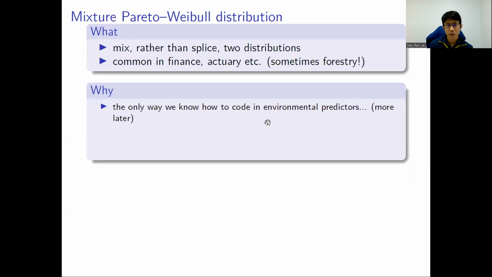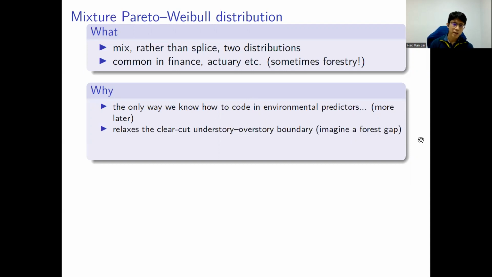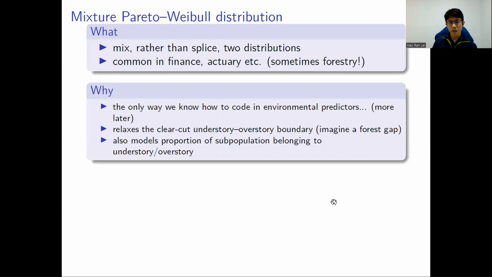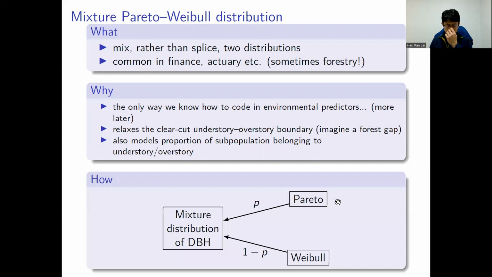More on this later. But as we do that, we realize that this also relaxes the clear-cut boundary between understory versus overstory, because in a forest gap, the smaller stems in the so-called understory can also experience high light. Taller stems can still be shaded by even taller stems. So we want to relax that and instead estimate the proportion of subpopulation coming from the so-called understory or overstory. And this is how it works under the hood.